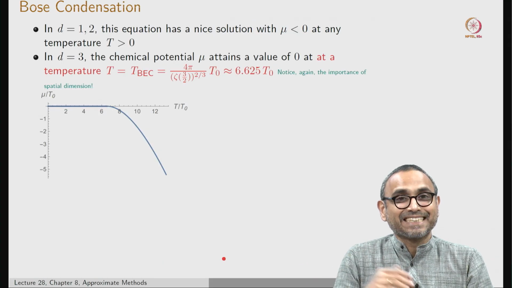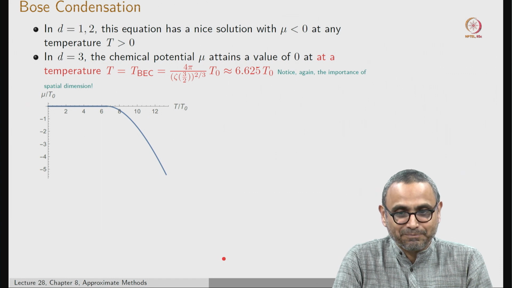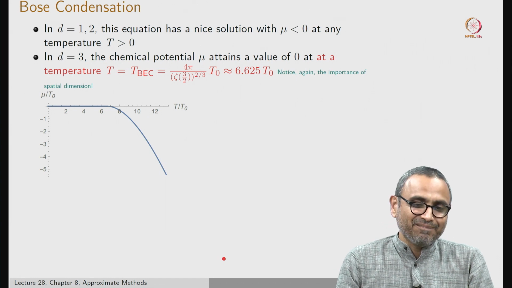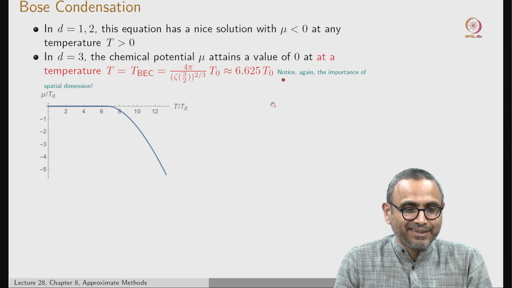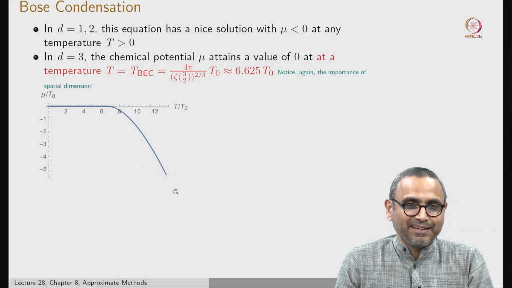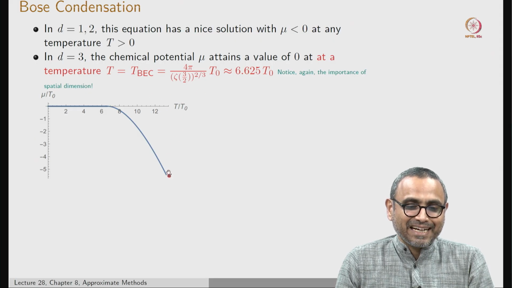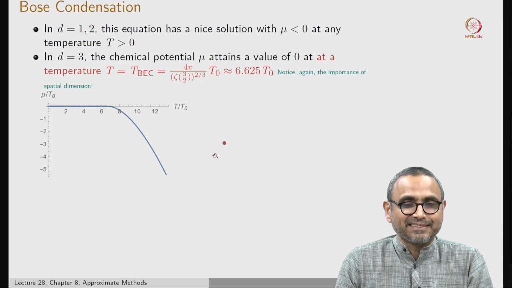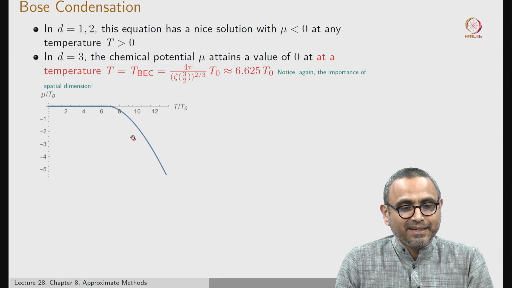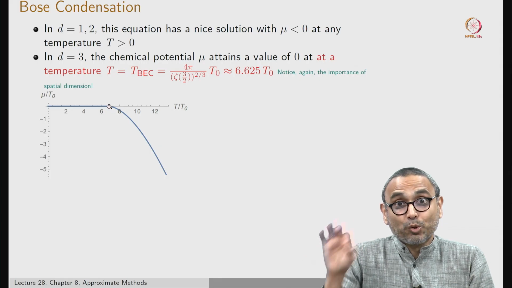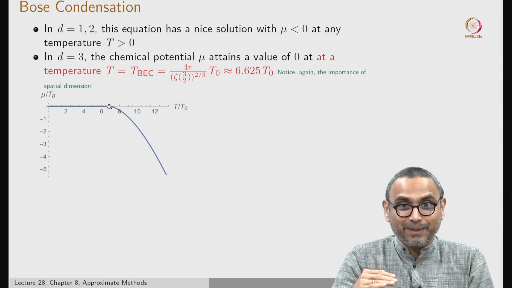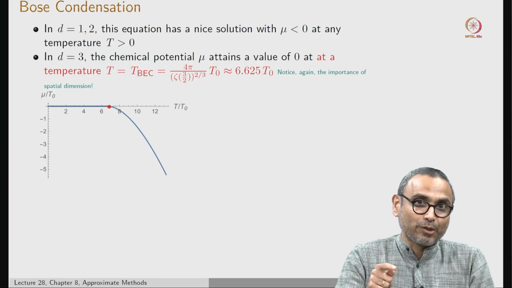But the story changes when you go to 3 dimensions. What happens is, when I solve for this mu, you will see that mu is fairly large and negative at high temperatures, high compared to this T0. And then as I reduce the temperature, at about 6 times this T0, 7 times maybe, right, this mu touches 0, which means the k equal to 0 state, its epsilon k minus mu has become 0.